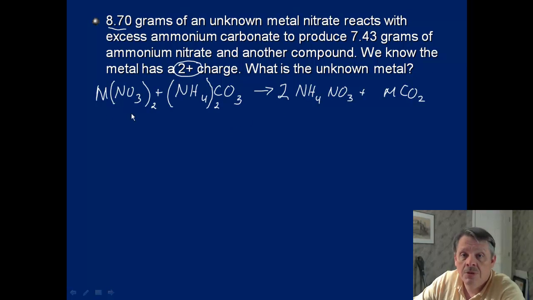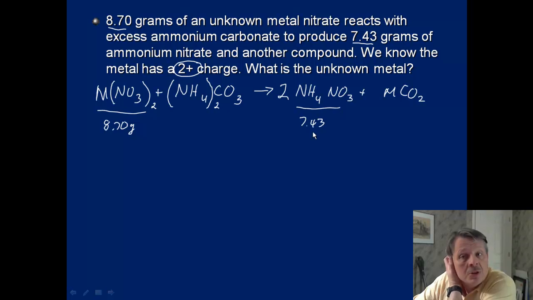I have 8.70 grams of this stuff over here, my metal, 8.70 grams. And over here I have 7.43 grams of ammonium nitrate. So I have 7.43 grams of ammonium nitrate that's produced. And that's what I know, and that's as far as I can get so far. All right. Now, go ahead and pause the video and see if you can figure out the next step.